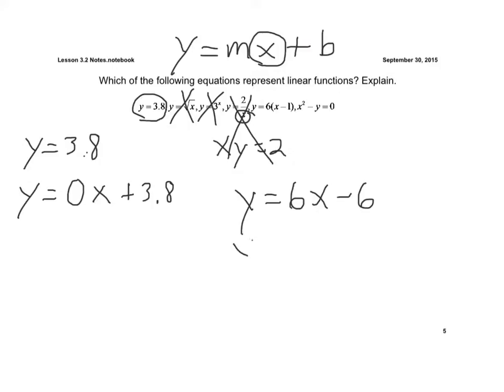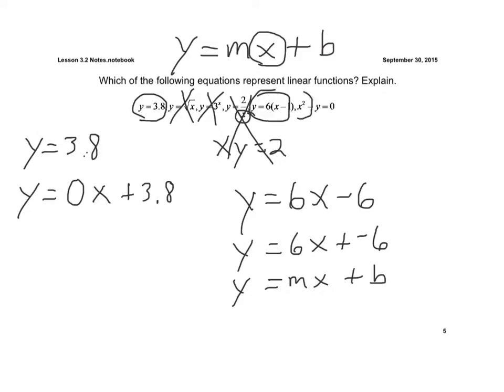And again, I could write it as y equals 6 times x plus a negative 6 if I really got technical here. And so y equals m times x plus b works. So the m is 6 and the b is a negative 6. So that is a linear function. And the last one here, again, the x is to the second power, so that's not a linear function.